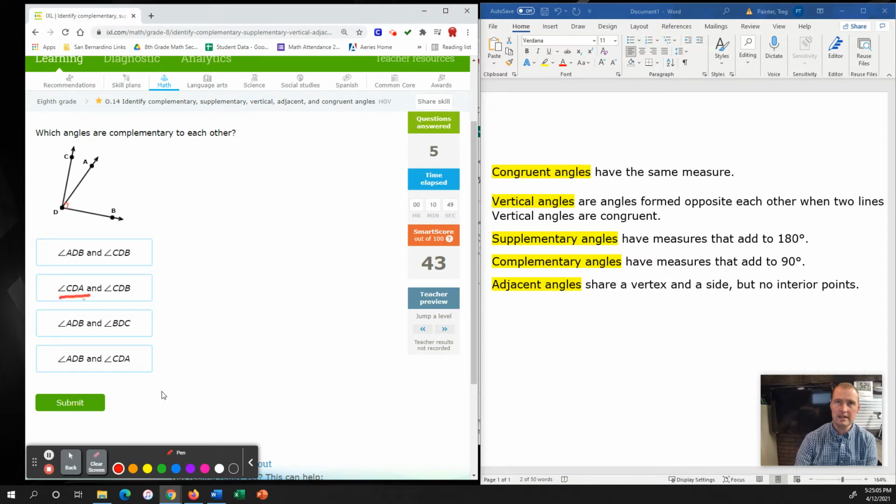Let's try CDA. We got C, D to A. Okay, that one's not looking too bad. And what about C, D, and B? C, D to B. Same problem again. The red angle opening is included as part of the blue angle opening. See, they overlap. So this area right here, see that I'm coloring in, that's included twice. We don't want that. That second one will not work.